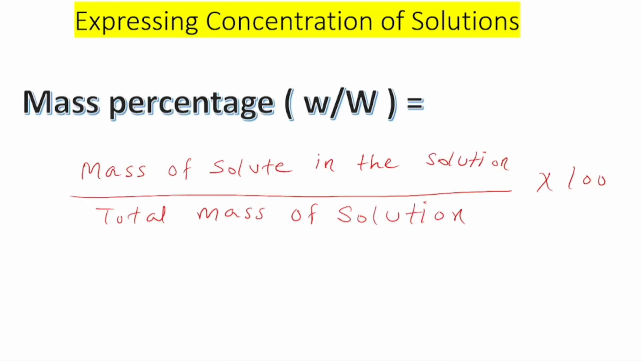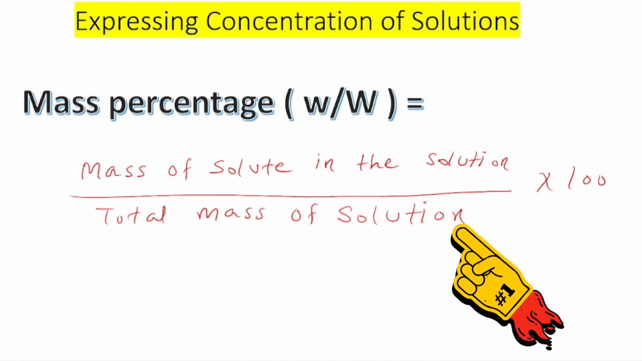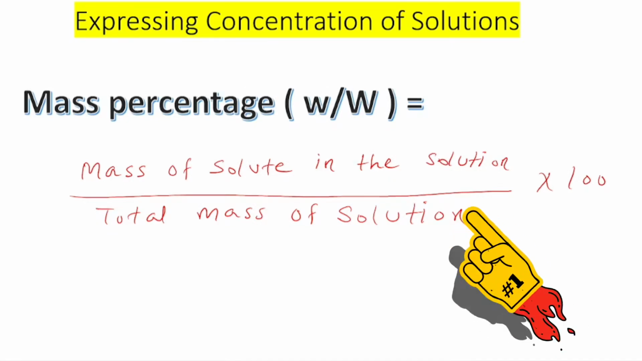Mass percentage is defined as the mass of solute in the solution divided by the total mass of the solution, times 100. Concentration described by mass percentage is commonly used in the chemical industries.